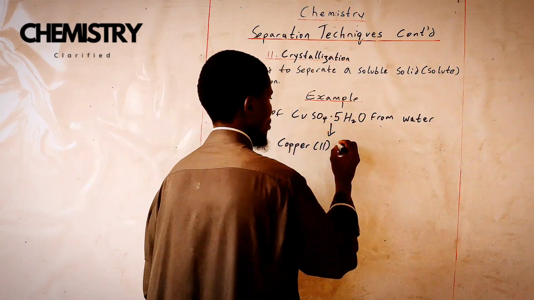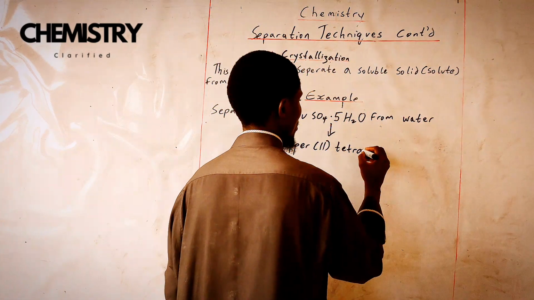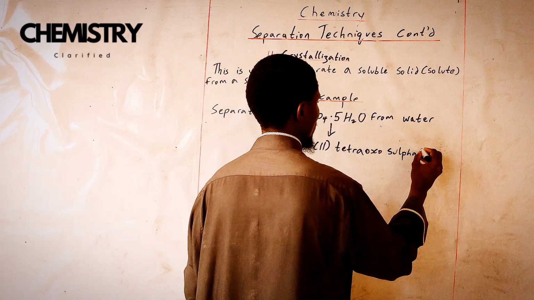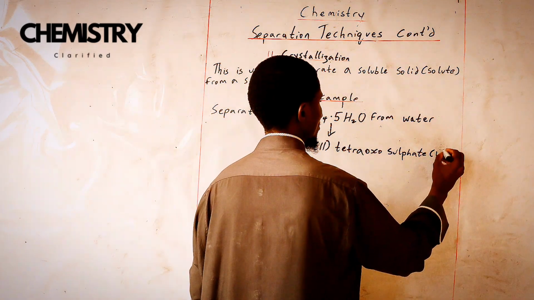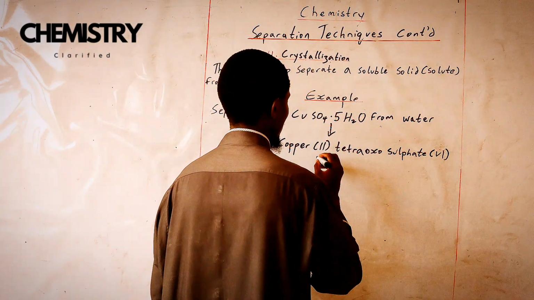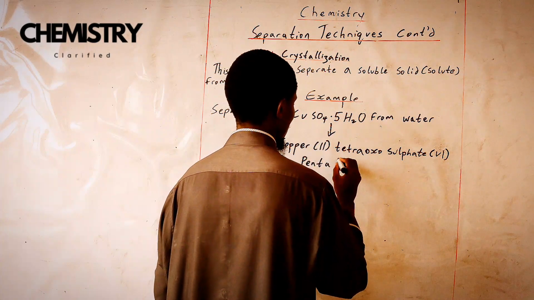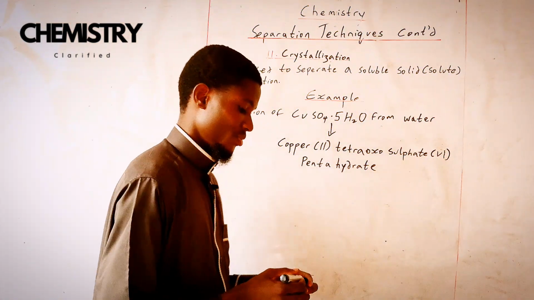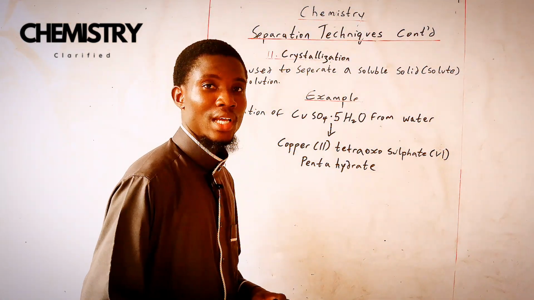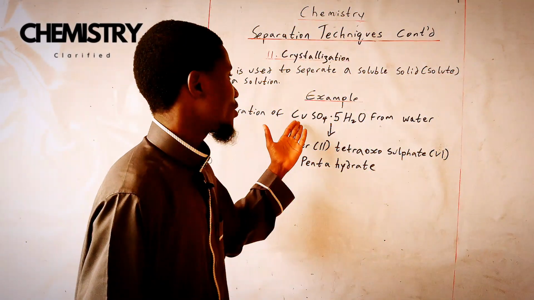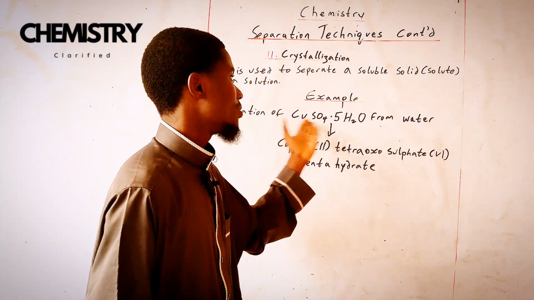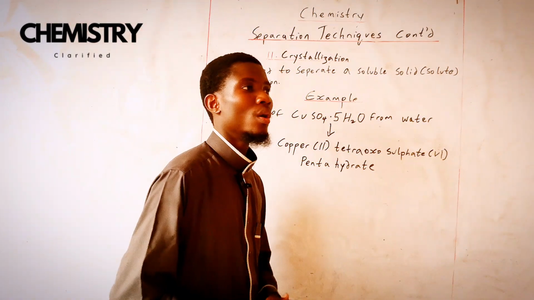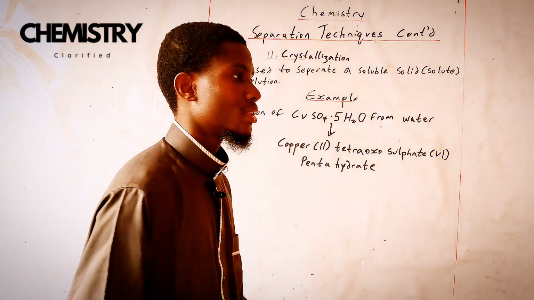Copper 2 tetraoxosulfate 6 pentahydrate. Don't mind this long name. You are going to get used to them later in chemistry. So if you are not familiar with names like this and symbols like this, don't confuse yourself too much about it. Later in the video, we are going to learn more about naming compounds and things like this.